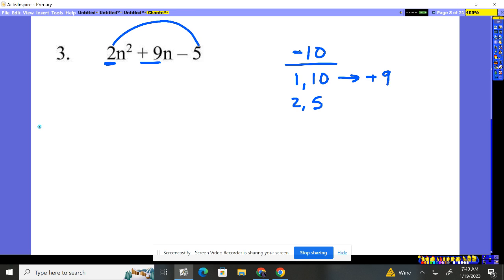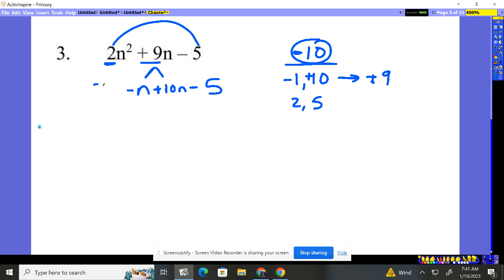Now, since multiplying gives you a negative 10, one of these is negative, one is positive. When we add them together, we want more gain. So I want the plus on the 10 and the negative on the 1. Notice negative 1 times positive 10 gives me my negative 10, and negative 1 plus 10 gives me my positive 9. So we're going to bust this B up into a minus n plus 10n. Okay? This method is called busting B because we're going to separate B into 2 pieces. And a negative n plus 10 is the same as 9n, no difference.